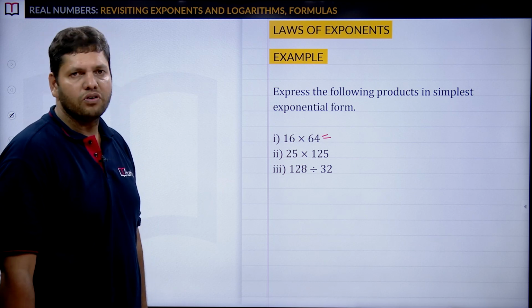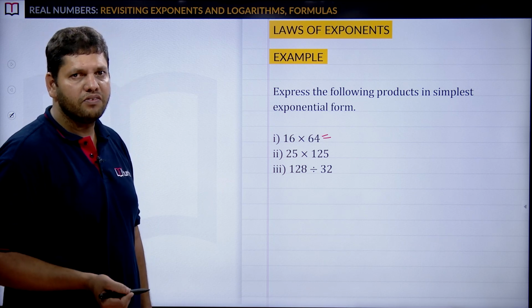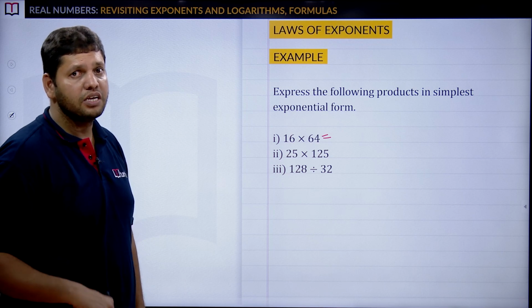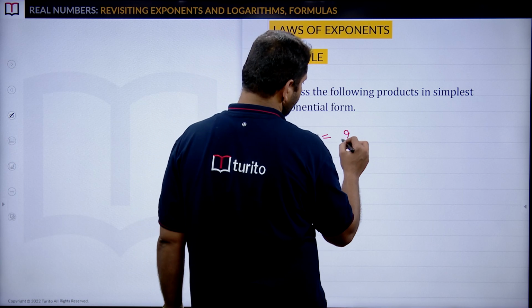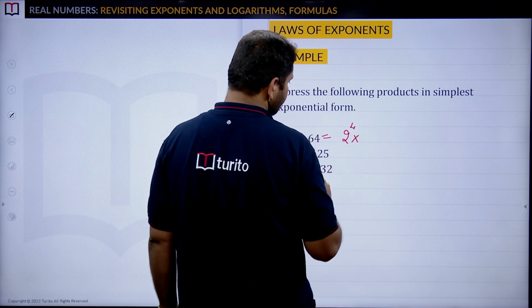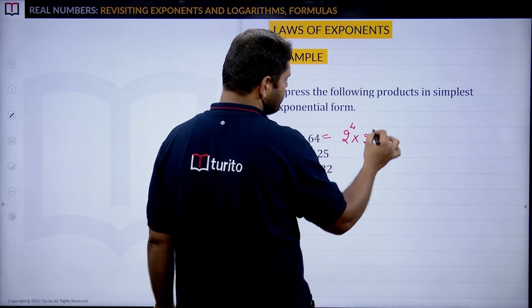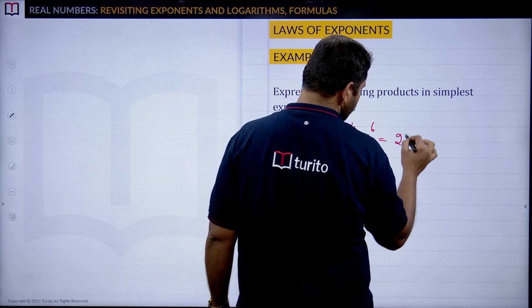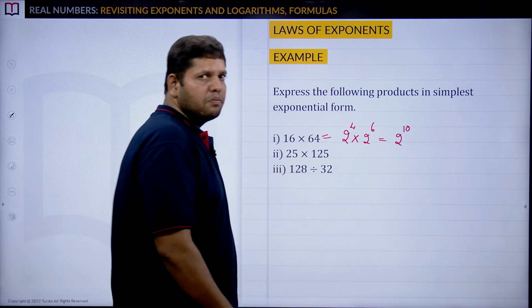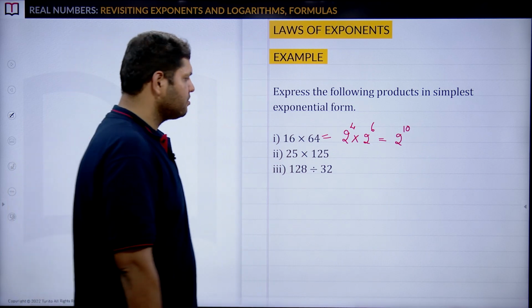16 and 64. This we need to represent by using exponentials, by using laws of exponents. So 16 we can write as 2 to the power of 4. 64 we can write as 2 to the power of 6. 2 power 6, 2 power 4. Can I say 2 to the power of 10? Because it is multiplication, so exponents are added.